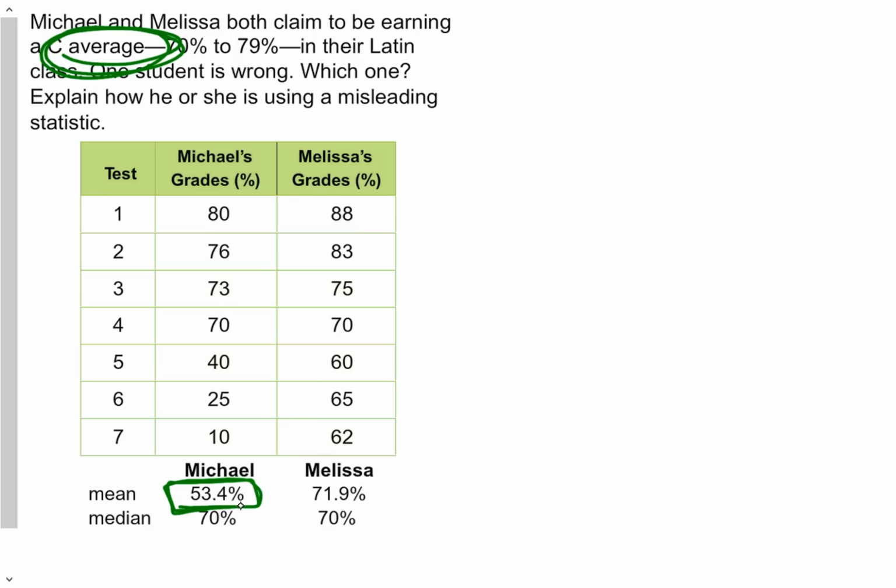So the reason why he thinks he's earning a C average is because his median score, or his middle score, is a 70. So Michael's wrong. He claims to be earning a C because of the median of his test grades, which was 70, but his mean or average is much less than 70%. So Michael is wrong.